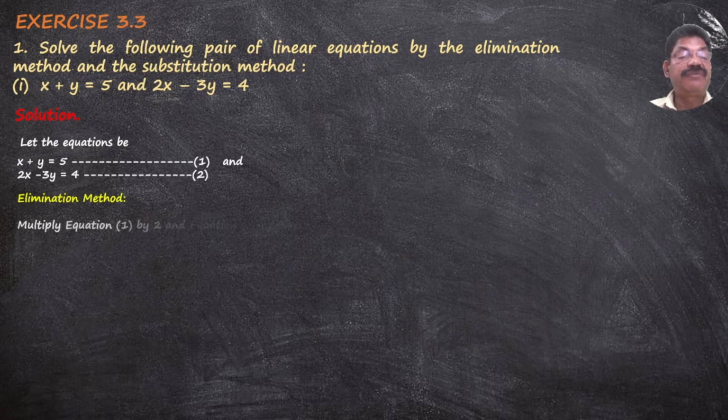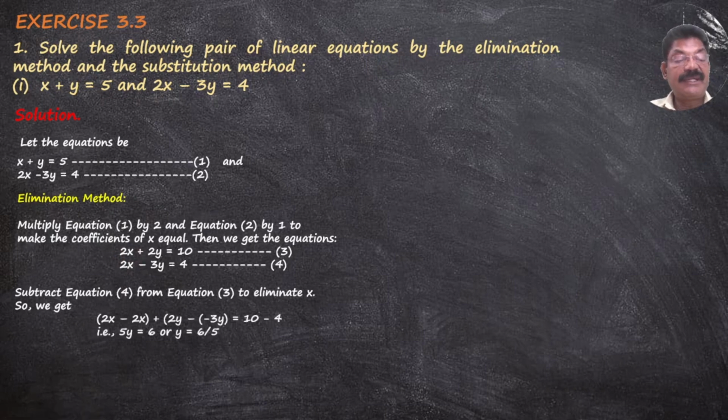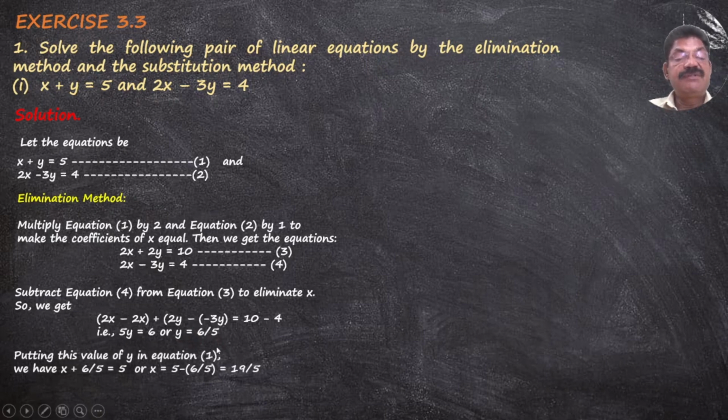Elimination method. So, first equation is multiplied by 2 and the second equation is multiplied by 1 in order to make the coefficients of x equal, 2x, 2x. Therefore, we can subtract one equation from the other. Actually, I subtracted 4 from 3. So, when I do it, I get 5y is equal to 6 or y is equal to 6 by 5. If I put this value of y in equation 1, I get x plus 6/5 is equal to 5 or x is equal to 19 by 5. Hence, the solution is x is equal to 19 by 5, y is equal to 6 by 5. So, this is done by elimination method.